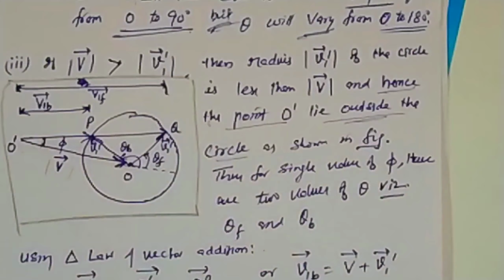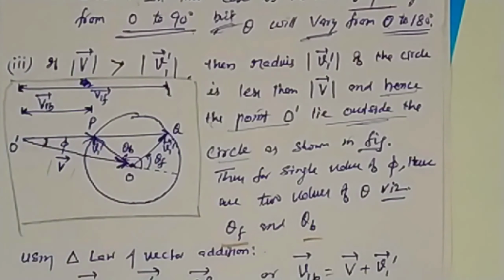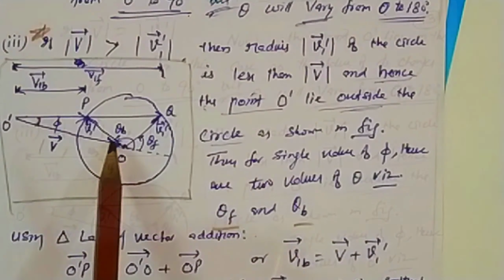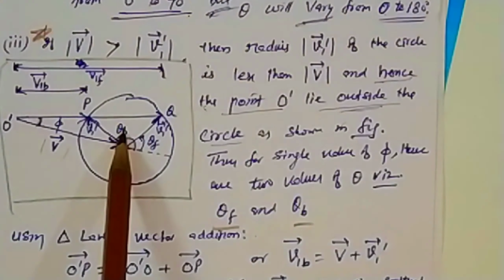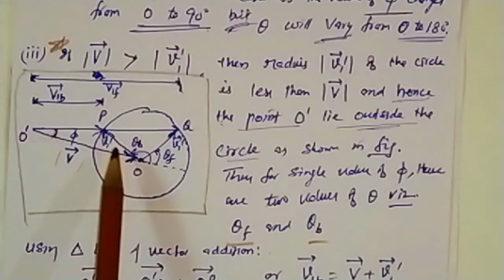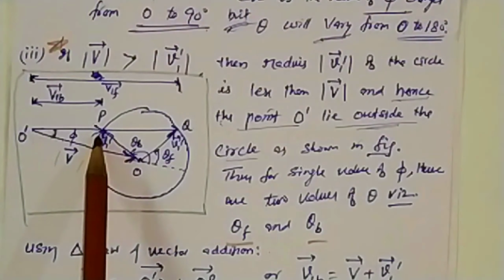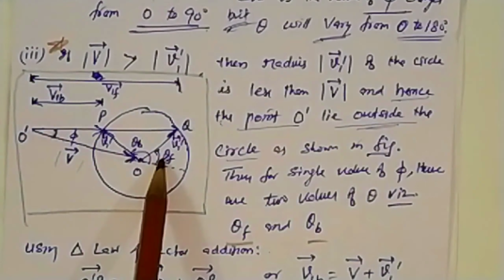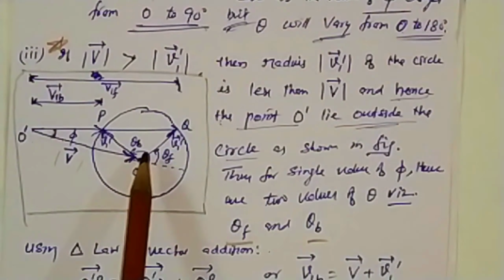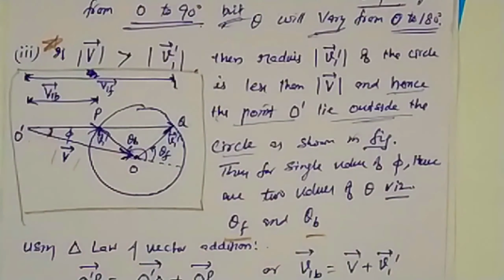So theta F and theta B are two angles of scattering in center of mass system. So in this case, there are two values of theta for a single value of phi, for which the velocity of the scattered particle remains the same.